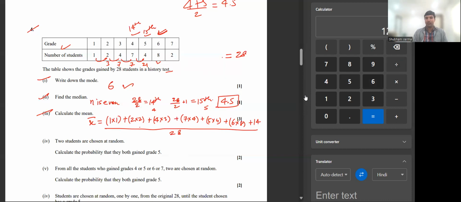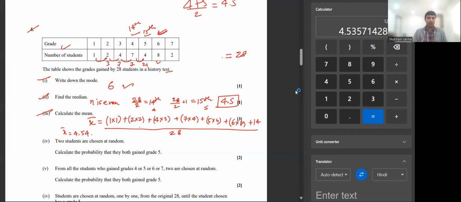Now the answer divided by 28 gives us 4.54. Up to 3 significant figures, our mean is 4.5. This is the answer. Okay. So basically mean is nothing but the total marks obtained by 28 students.